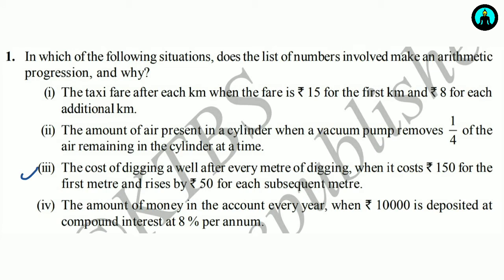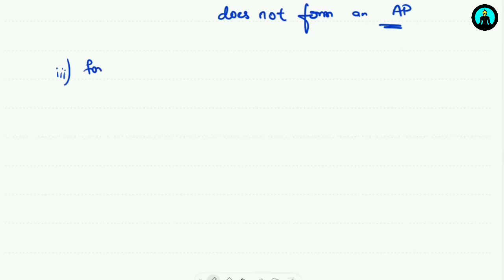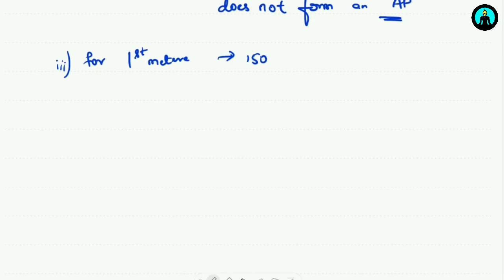Let us discuss question 3 under question number 1. The cost of digging a well after every meter of digging, when it costs rupees 150 for the first meter and rises by rupees 50 for each subsequent meter. So from the question itself we can conclude that if we take rupees 150 as A and 50 as D, it will automatically form an arithmetic progression. Let us solve by proving it.